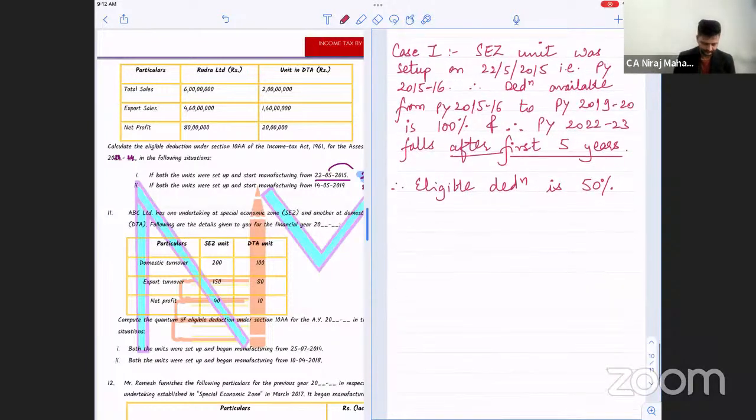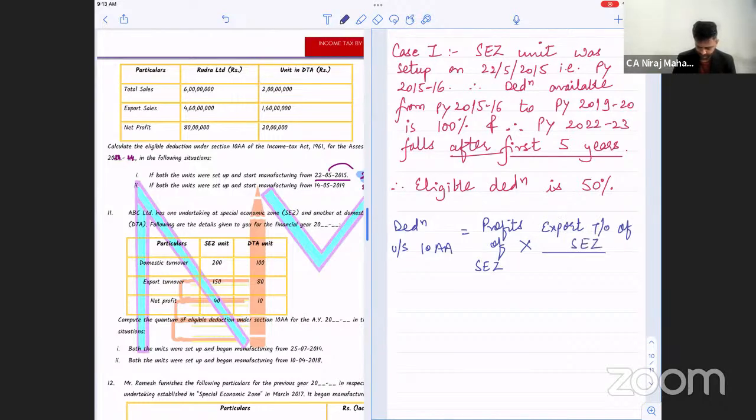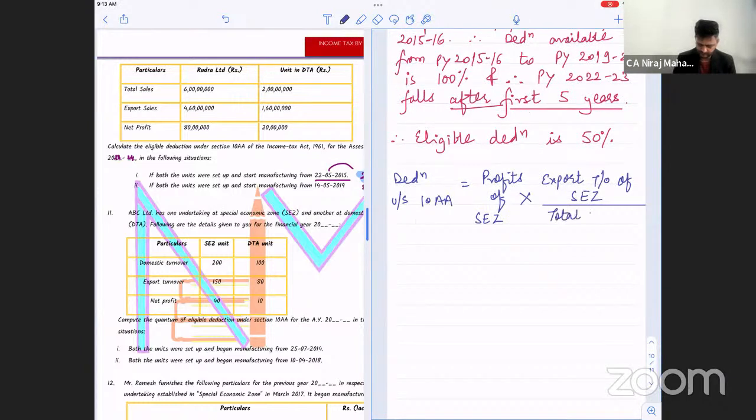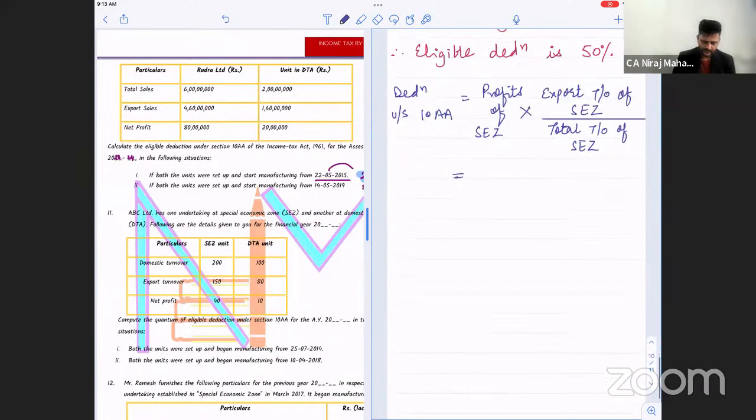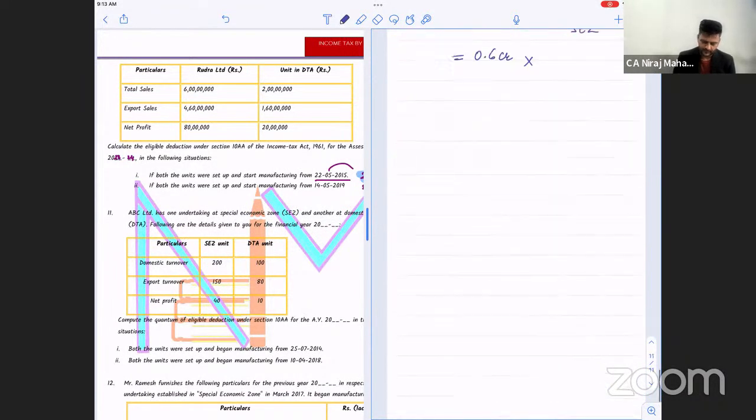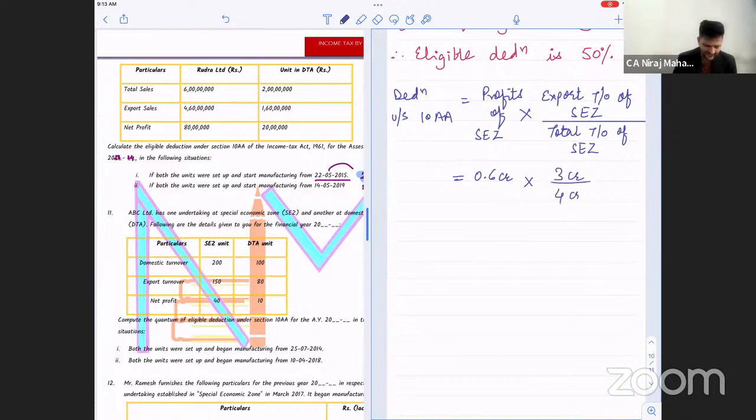We'll go ahead, everybody. You know the formula? Profits of SEZ into export turnover of SEZ upon total turnover of SEZ. Yes, Indrajit, correct. Now, profits of SEZ is how much, bacho? 60 lakhs. Now, whatever you want to keep, okay? 0.6 crore into export turnover, it is 3 crore upon 4 crore. Basically, 3/4.